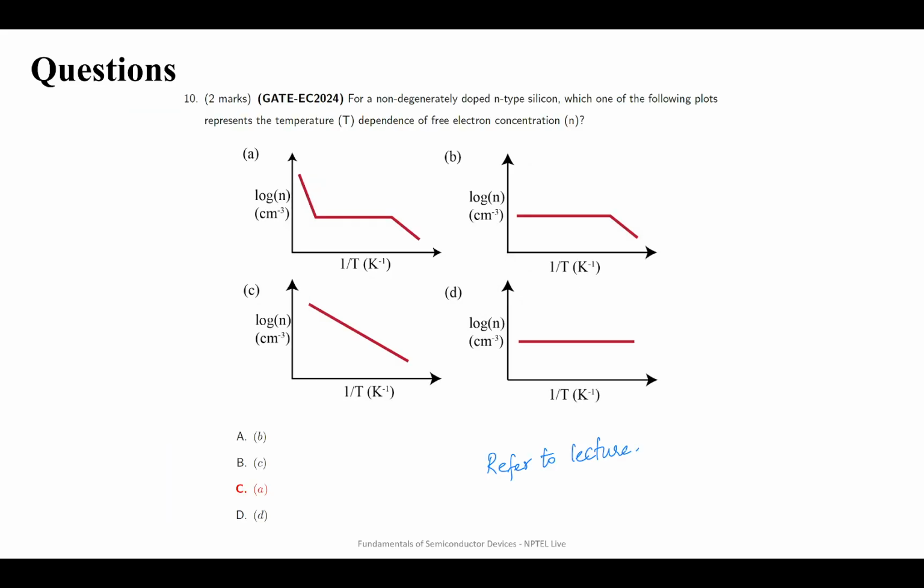So the answer to this is plot A, where at moderate temperature you have a flat line, but at very low and very high temperatures you have an increasing trend, where the concentration is increasing with temperature.